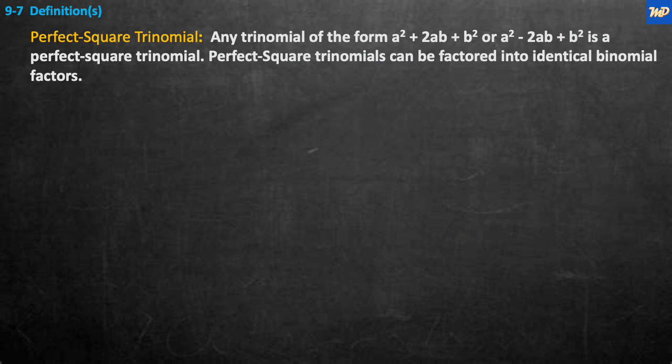Okay, so I'm going to start off this review with a definition. A perfect square trinomial: any trinomial of the form a squared plus 2ab plus b squared, or a squared minus 2ab plus b squared, is a perfect square trinomial. Perfect square trinomials can be factored into identical binomial factors.